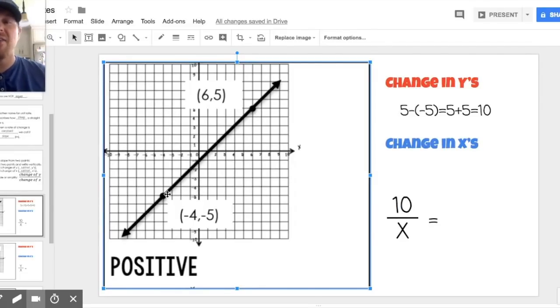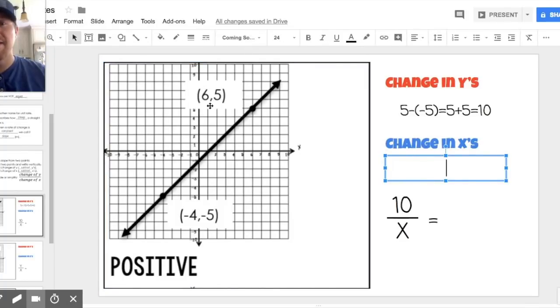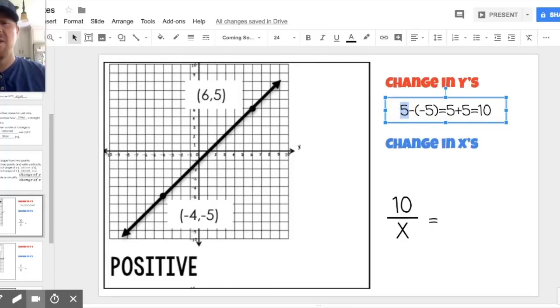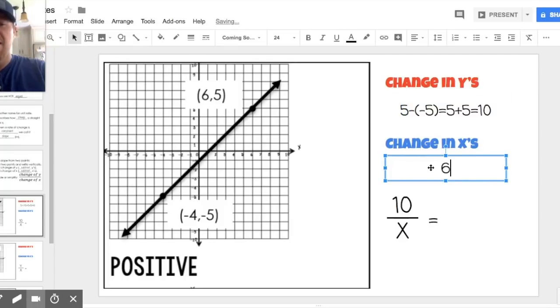So now let's find how far right we go from this one. Now our second point is 6. All right. So notice this is what I was talking about earlier. Right here I used 5, so because I used this 5, I have to use this 6 as the first thing here. So 6 minus -4. Okay.